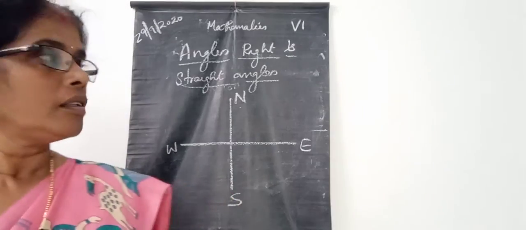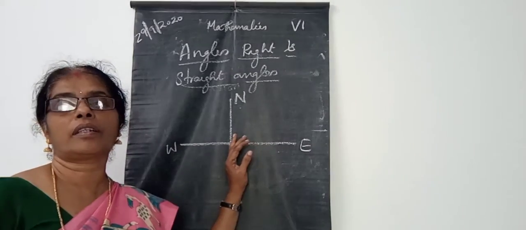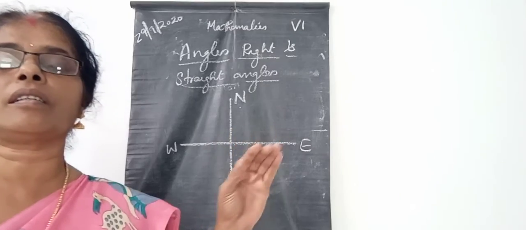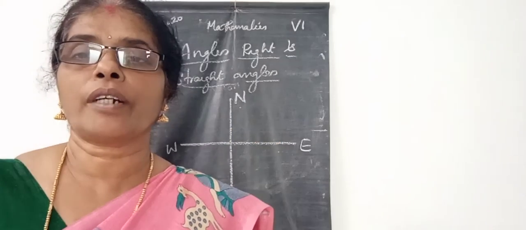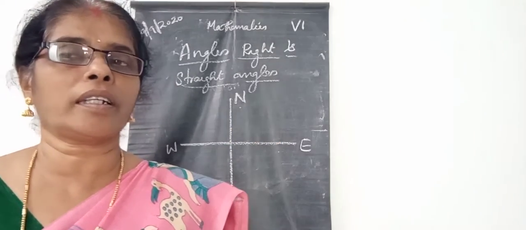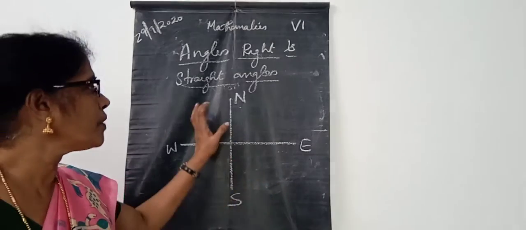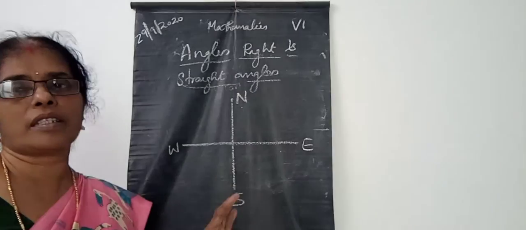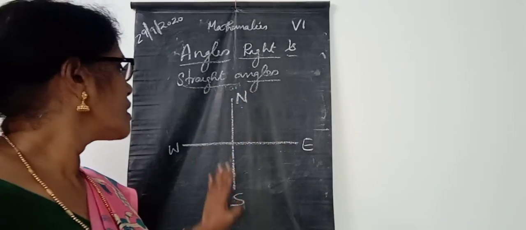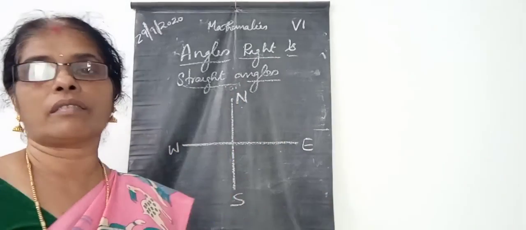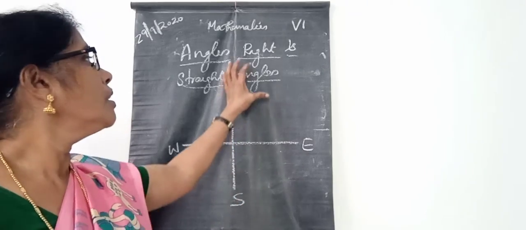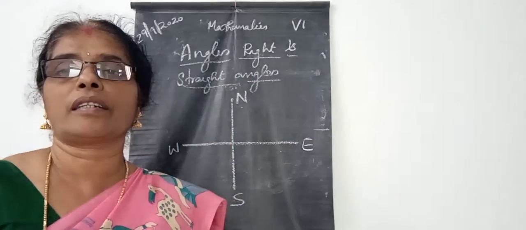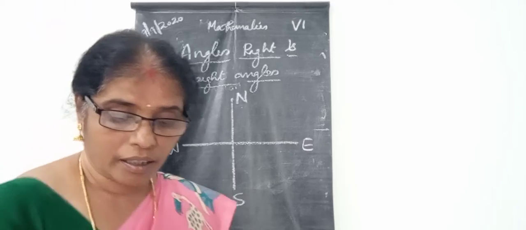For that, first of all, you already learned the four directions, isn't it? Four directions in social studies you already learned. Which are the directions, children? That is north, south, east and west. We can take these for showing right angles and straight angles. Okay, listen here.